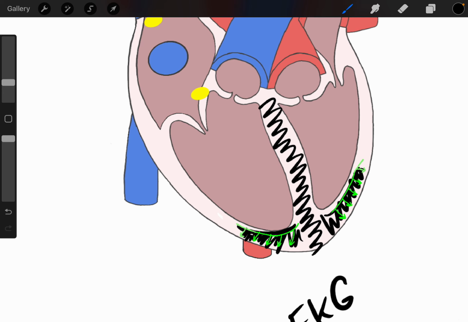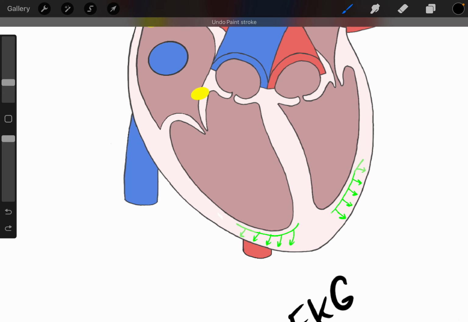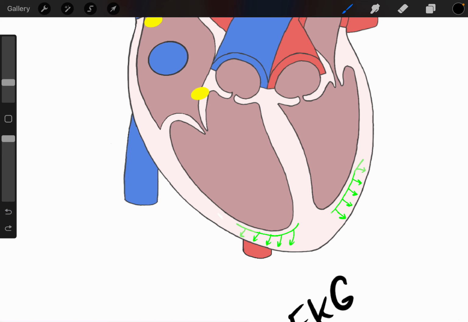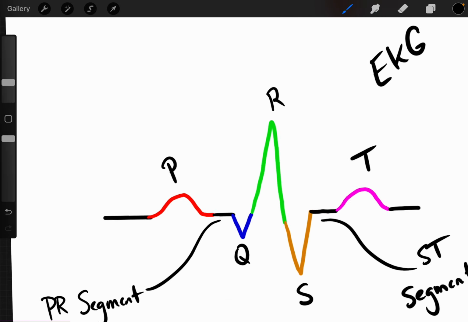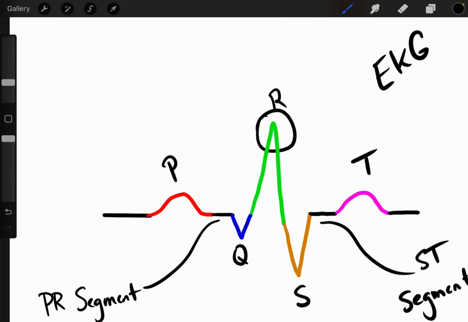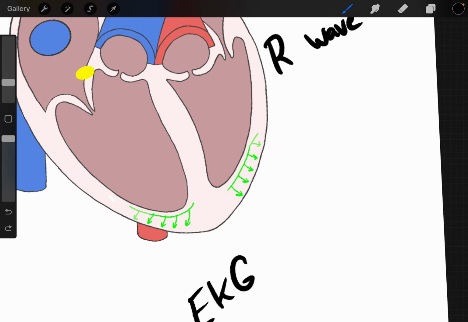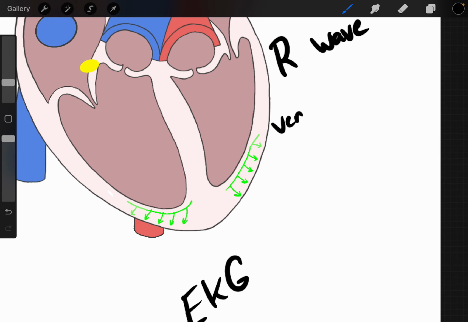Now, when we look at that, what we hopefully will see is that we're depolarizing those muscles around the bottom section of the heart. We're going to call this the R wave. Okay, it'll be shown on the EKG as this big peak that comes up, and it represents a portion of ventricular depolarization.